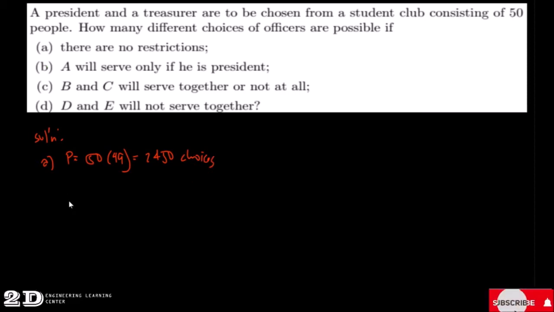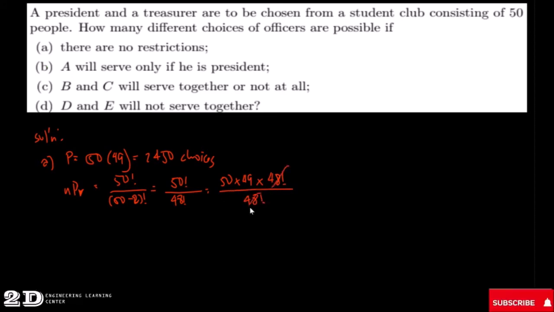We could also use nPr. Basically these are the same because the permutation follows the multiplication rule. So we have 50 factorial over 50 minus 2, where our r here is 2. So 50 factorial over 48 factorial. This will be 50 times 49 times 48 factorial over 48 factorial. Cancel, and you have 50 times 49. So basically we arrive at the same solution, which is 2,450 choices. So that will be for the first condition.